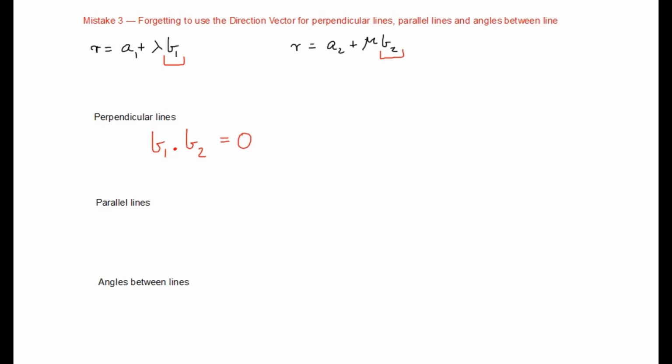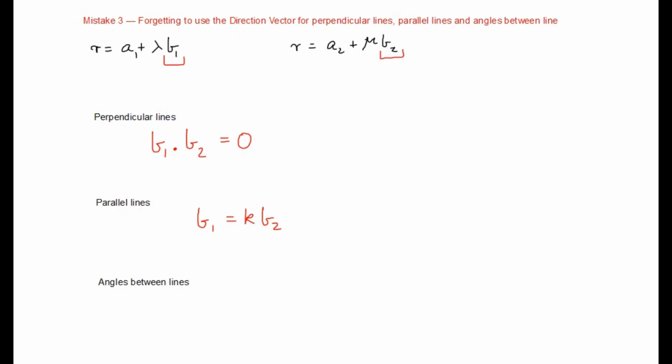Similarly, for parallel lines, the property is that the vectors are multiples of each other. So b1 would be k times b2. That's the property that tells us that lines are parallel. Again, we're just using the direction vectors of each of the given vector equations.